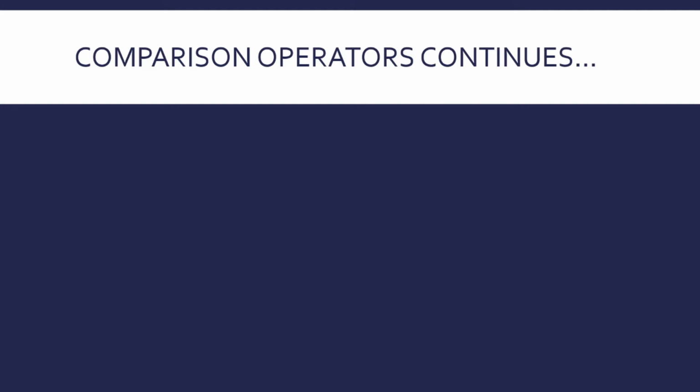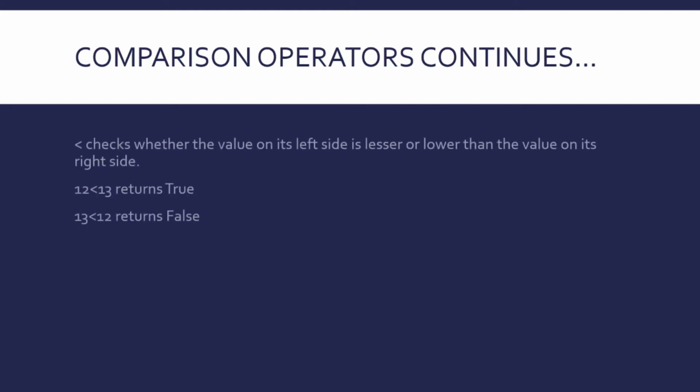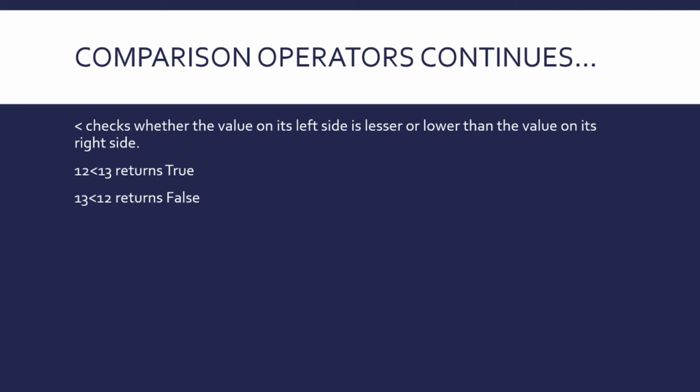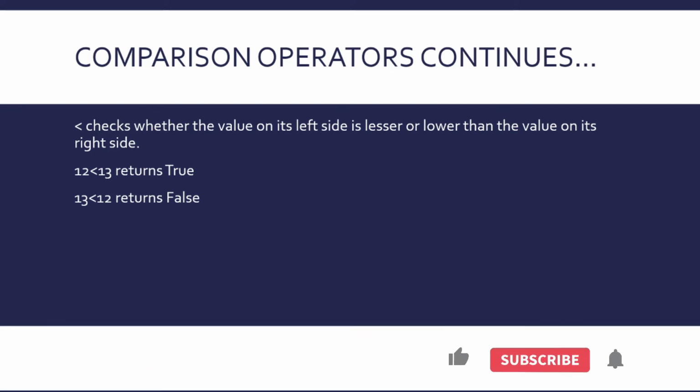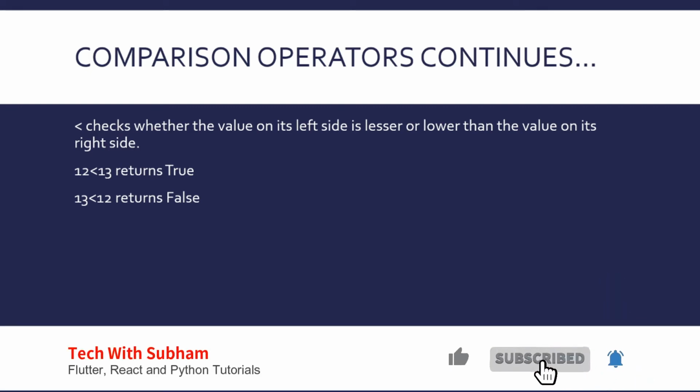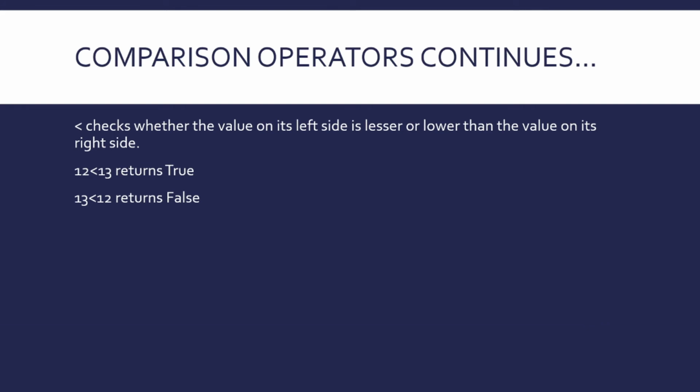So we will see some more comparison operators. The first operator is the less than operator. It checks whether the value on its left side is lesser than the value on its right side. Like here 12 is lesser than 13, so it returns True, and 13 is not lesser than 12, so it returns False.